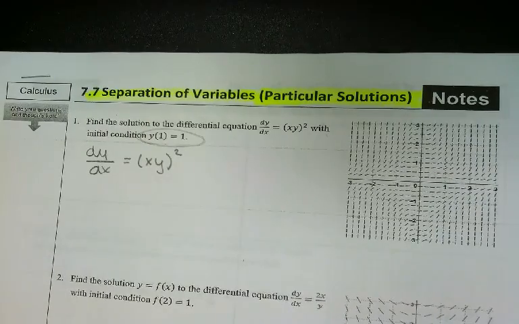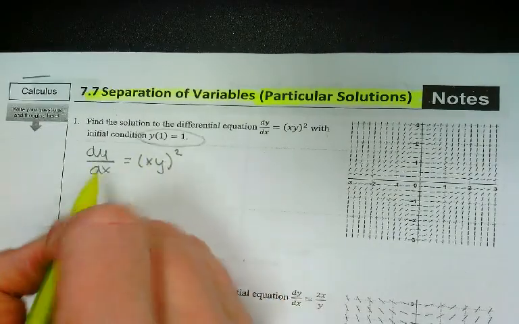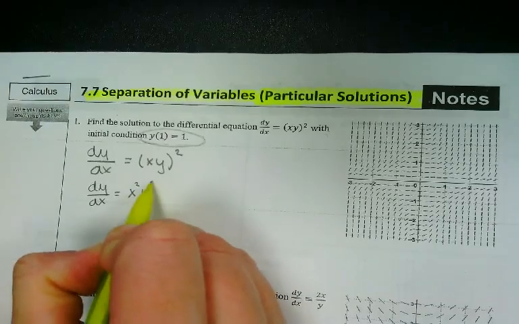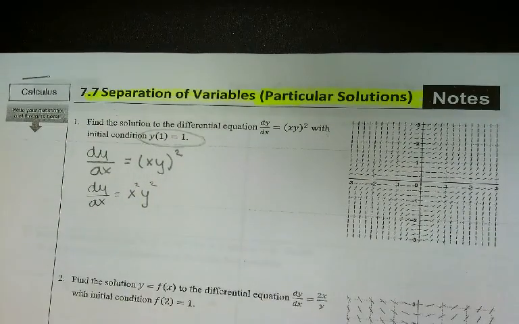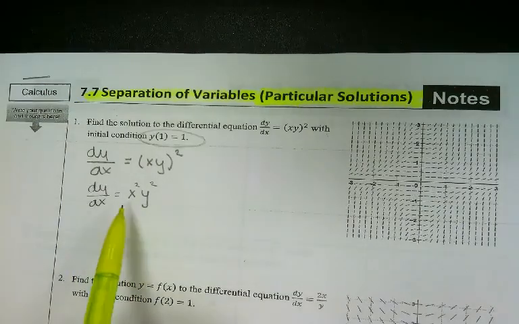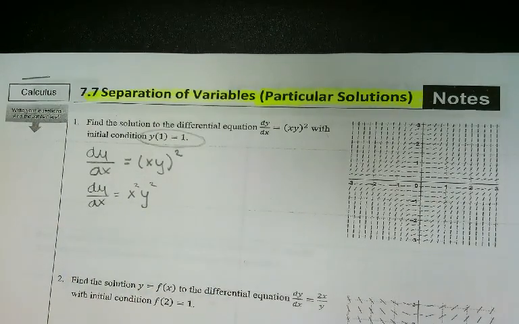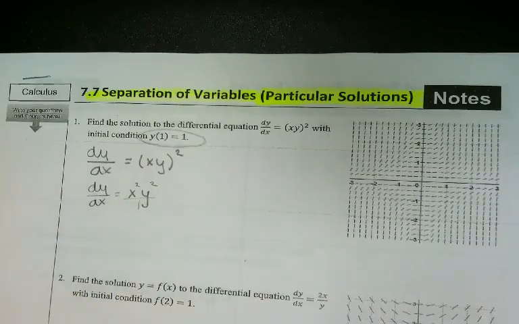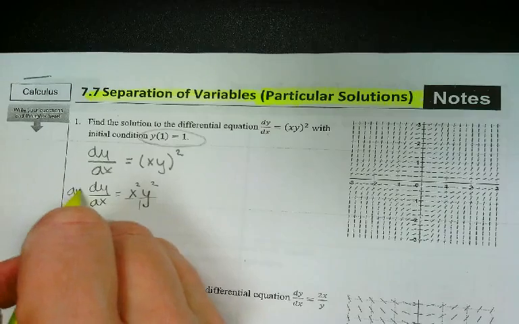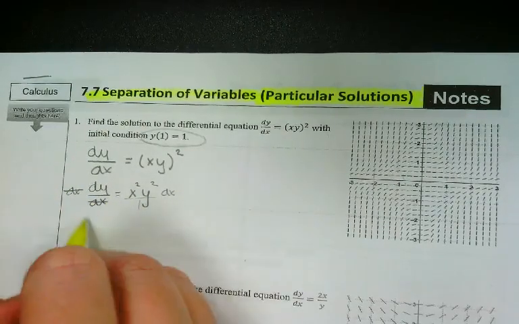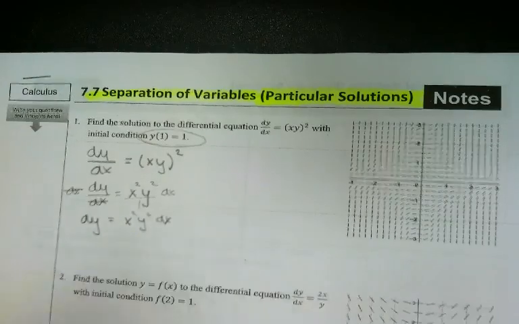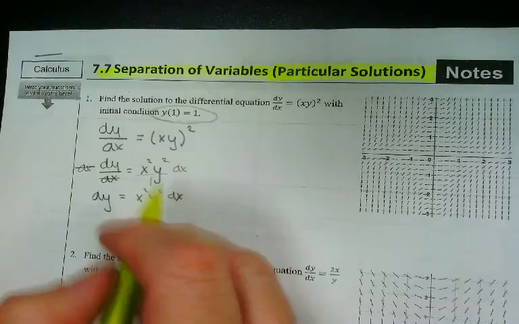Okay, so I still want to separate the variables. Get the x's on one side, y's on the other. Obviously, I'm squaring both of these, so again, I'm going to rewrite that as x squared and y squared, so I can separate them. Multiply that dx over. Some people are having trouble separating the variables, which caught me off guard. If that's you, you could put this over 1 and cross multiply if that's easier, but I'm just multiplying both sides by dx to eliminate that fraction. So I have dy equals x squared y squared dx. And then I obviously want to move over the y squared.